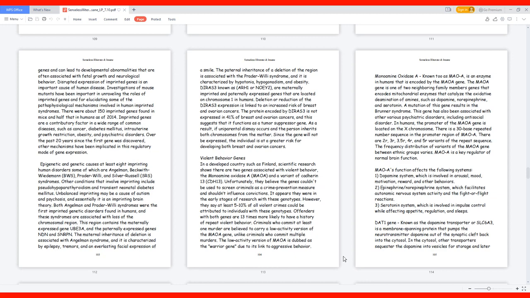Monoamine oxidase A, also known as MAOA, is an enzyme in humans that is encoded by the MAOA gene. The MAOA gene is one of two neighboring family member genes that encode mitochondrial enzymes that catalyze the oxidative deamination of amines, such as dopamine, norepinephrine, and serotonin. A mutation of this gene results in Brunner syndrome. This gene has also been associated with various psychiatric disorders, including antisocial disorder.